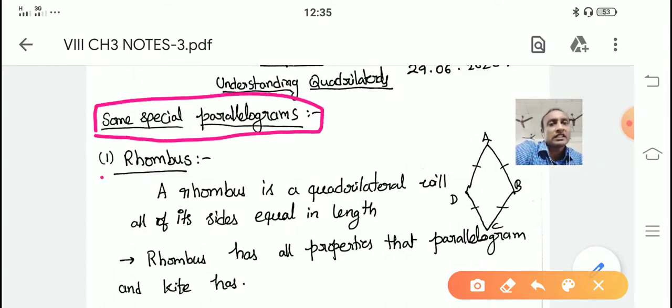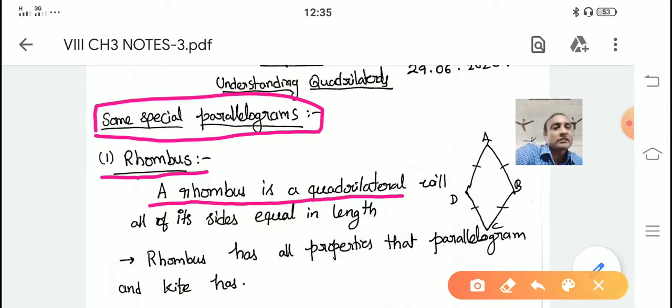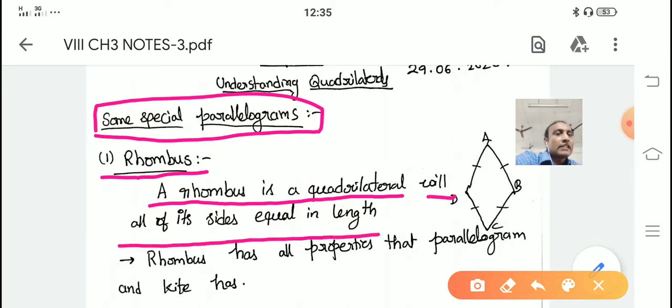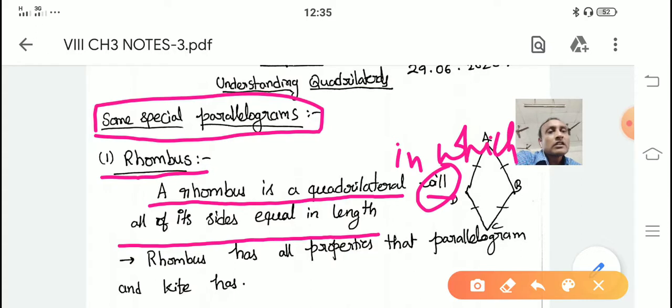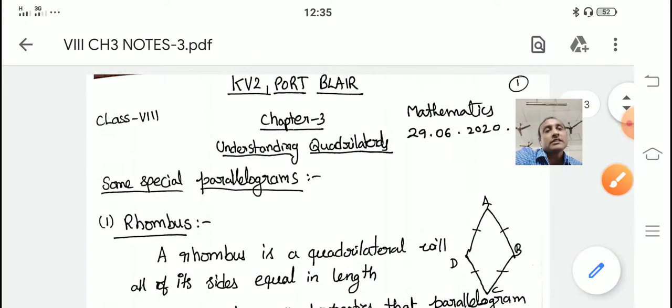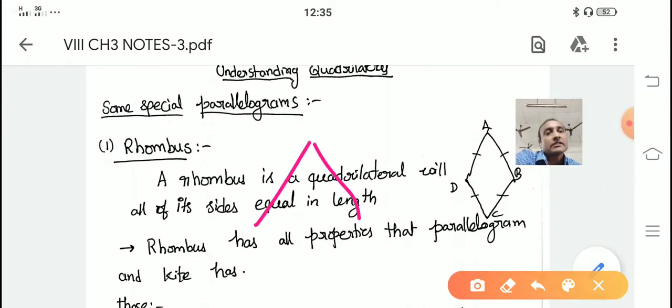In that, the very first you get is the rhombus. What is a rhombus? A rhombus is a quadrilateral in which all of its sides are equal in length. That means, if you take a rhombus, all 4 sides of the quadrilateral are equal.